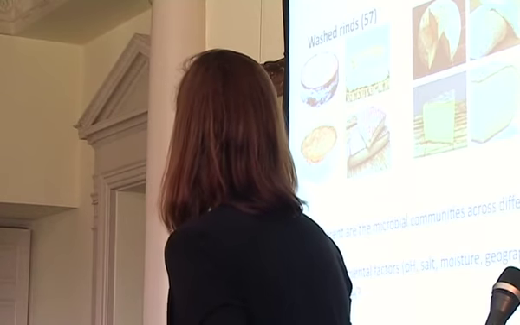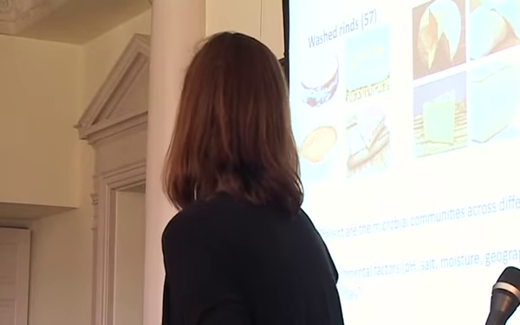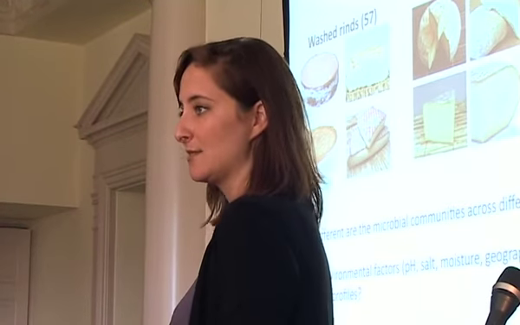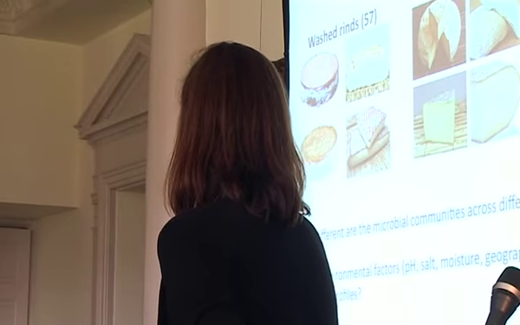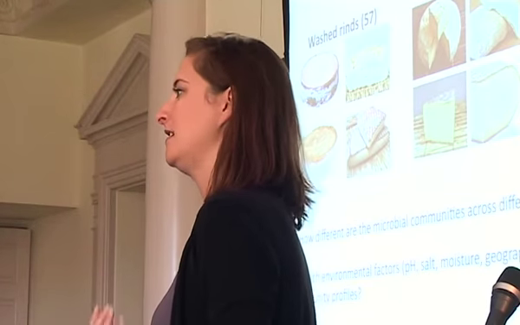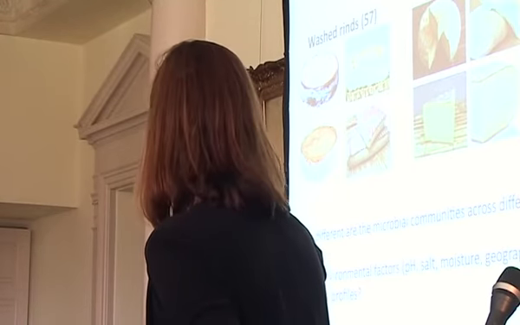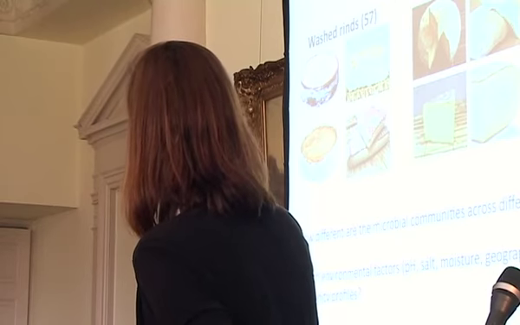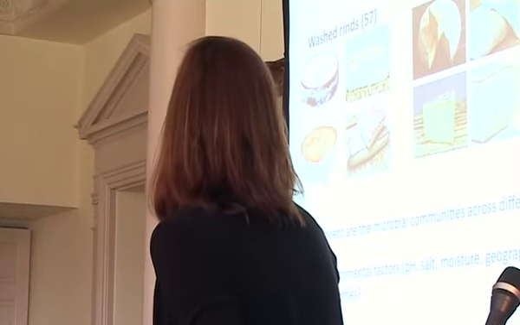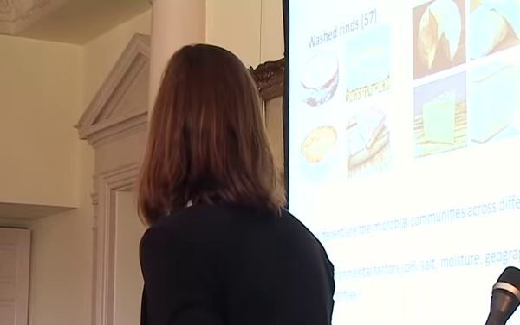And the goal here is to try and understand how different the communities are across the cheeses, which environmental factors such as pH, salt, moisture, or geography have the most impact on what the community ends up looking like. And can we detect patterns such as co-occurrence of certain species that might suggest interactions between species that are important for the particular community? So within these 165 different samples, we ended up with 57 wash rind cheeses, 68 natural rind cheeses, and 40 bloomy rind cheeses.